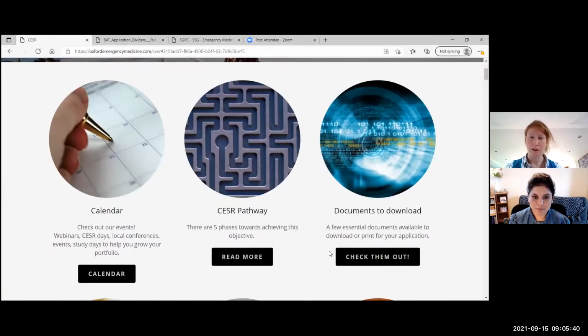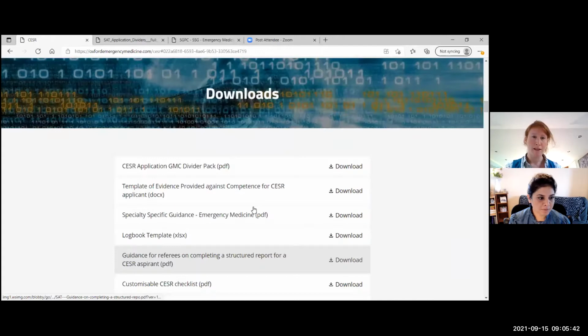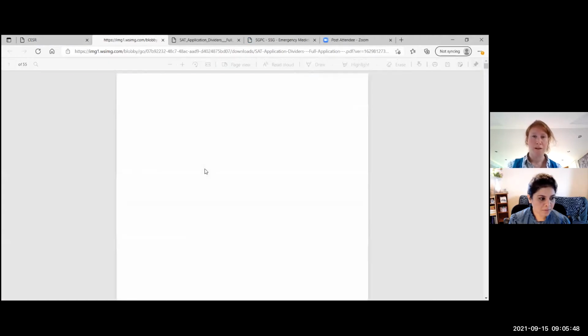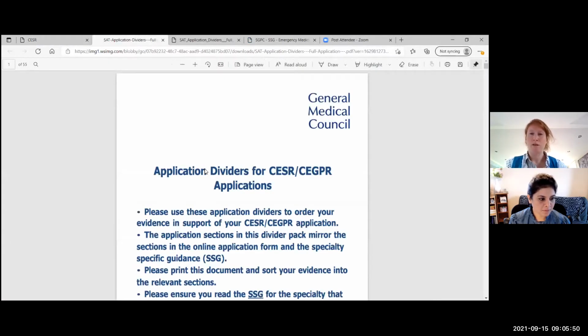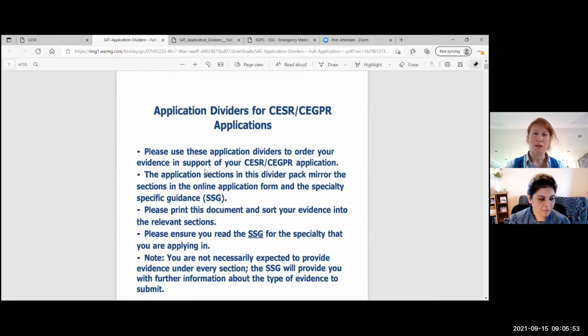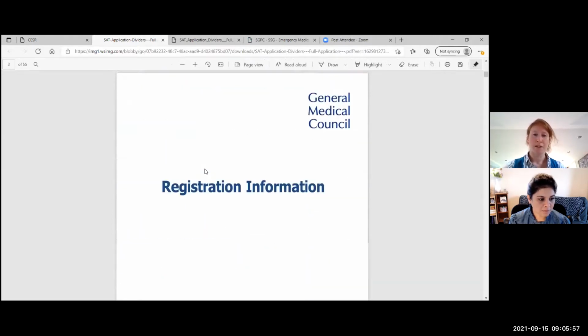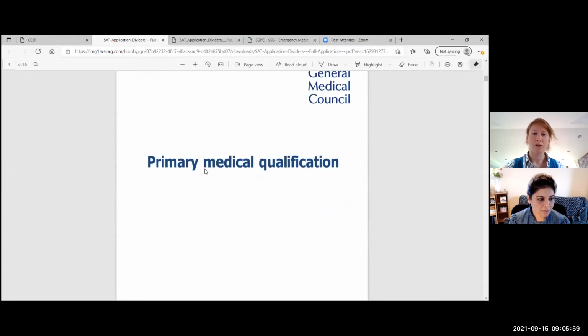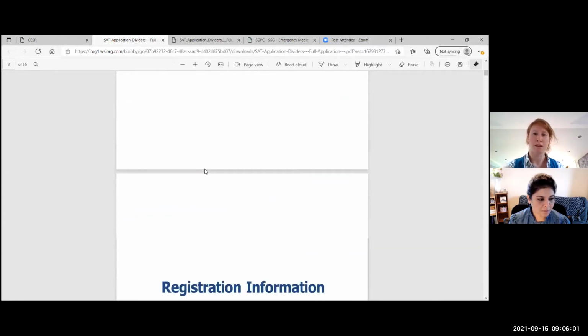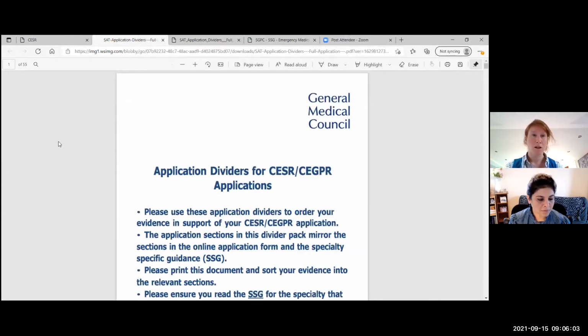And what we're going to have a look at is the GMC divider pack. So it's just here under the document downloads. So this is essentially what you're going to be basing your application around for those who haven't started yet. And there are, I think, 52. I'm just not going to go through all of those, but those are all the things that you will need to cover in your application.